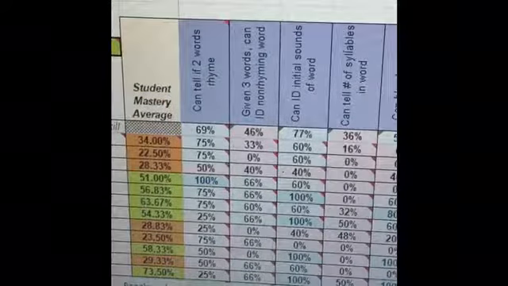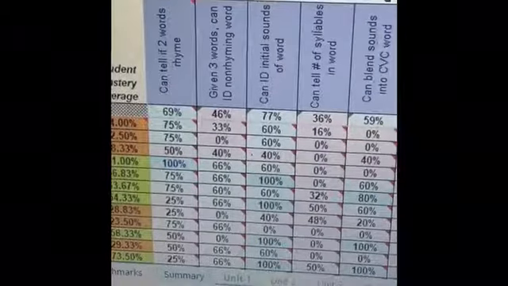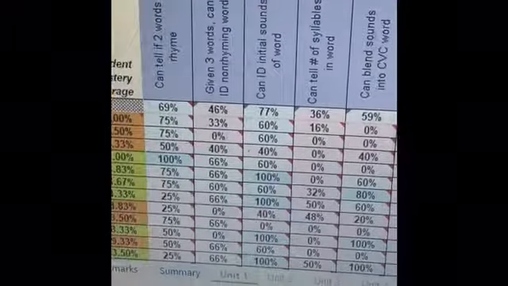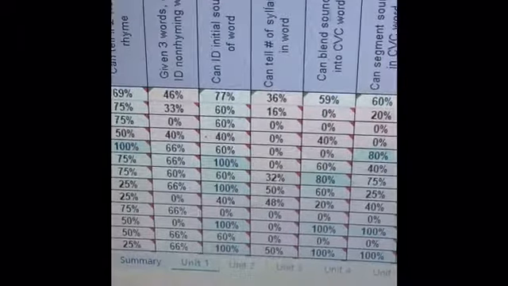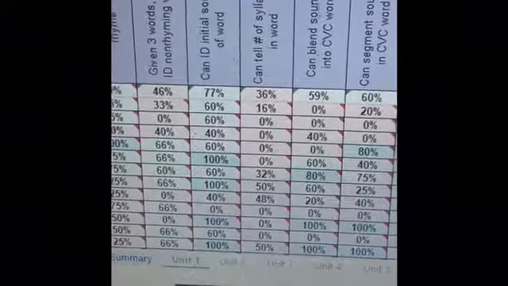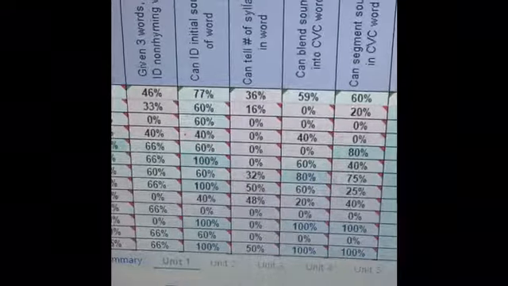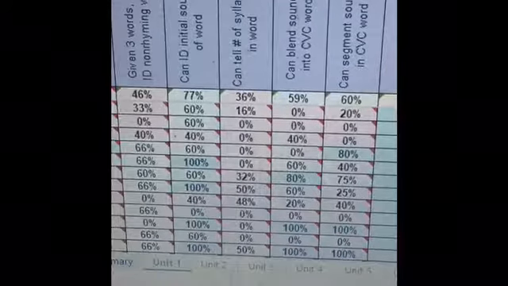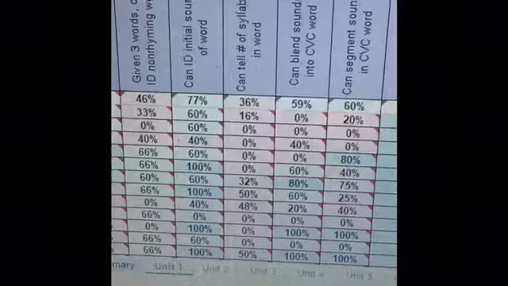Using the data, I could tell that the children were becoming pretty strong at being able to hear initial sounds in words, but they were still struggling in being able to tell how many syllables they were hearing. As a result, I was able to adjust my ELA lessons to include clapping exercises and other things where they had to focus on the number of syllables in the word instead of the initial sound.